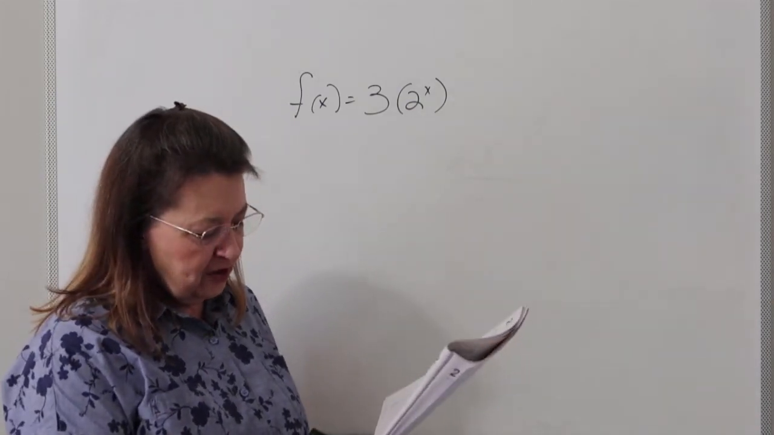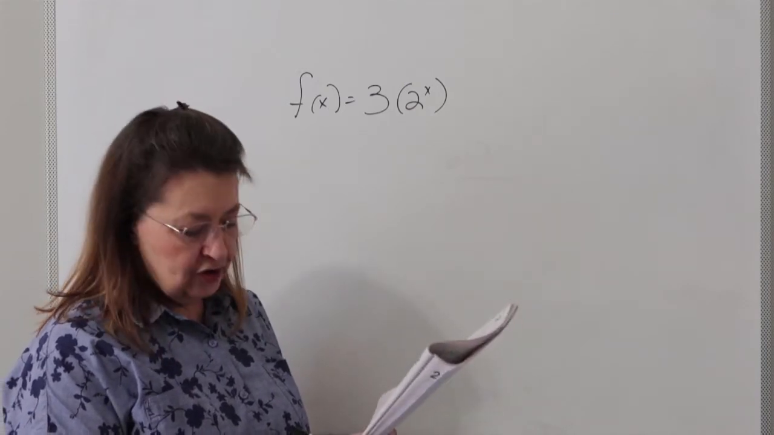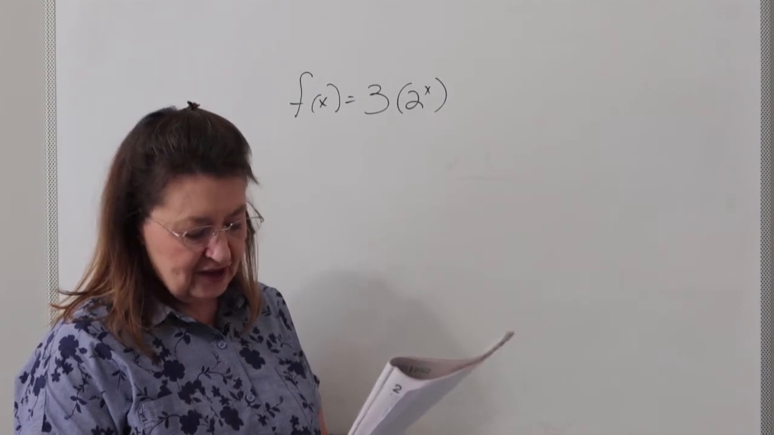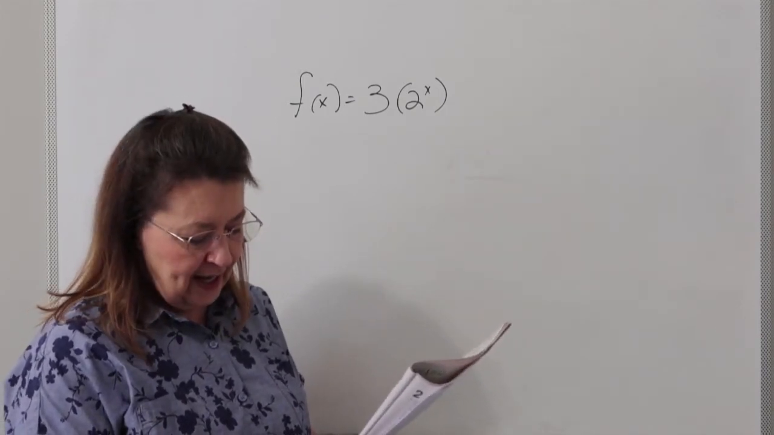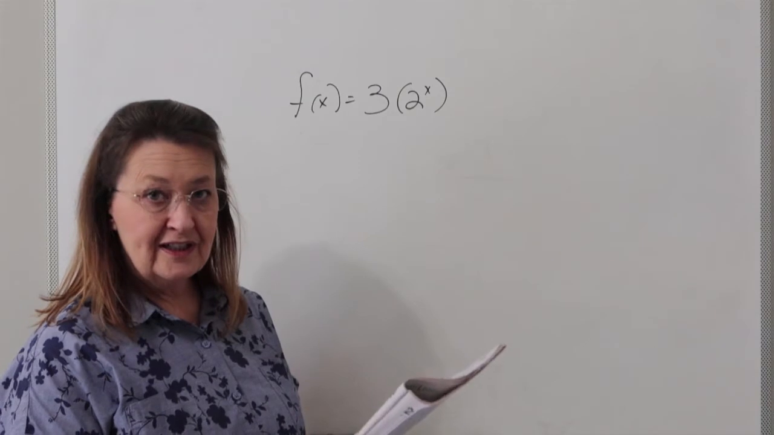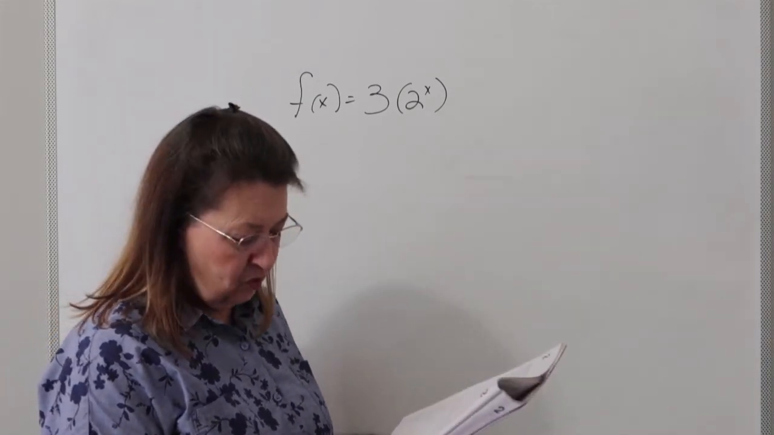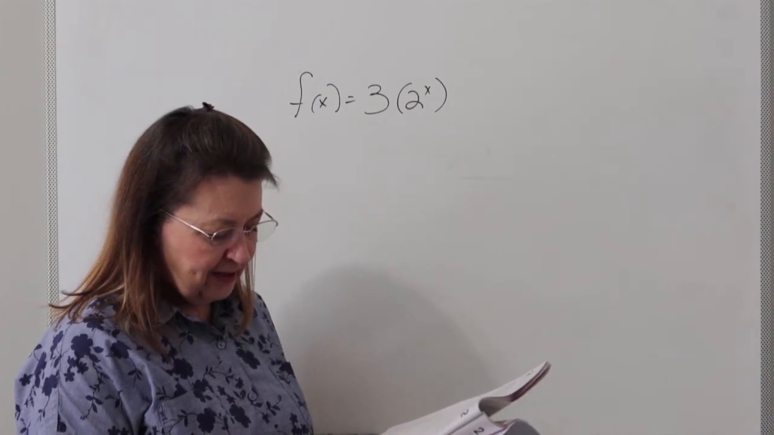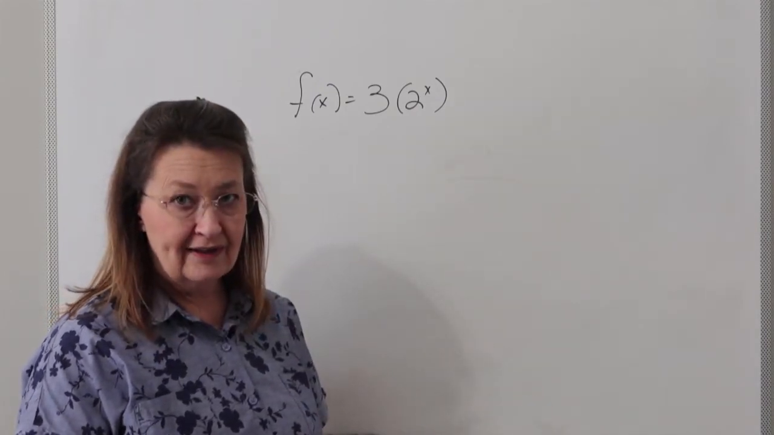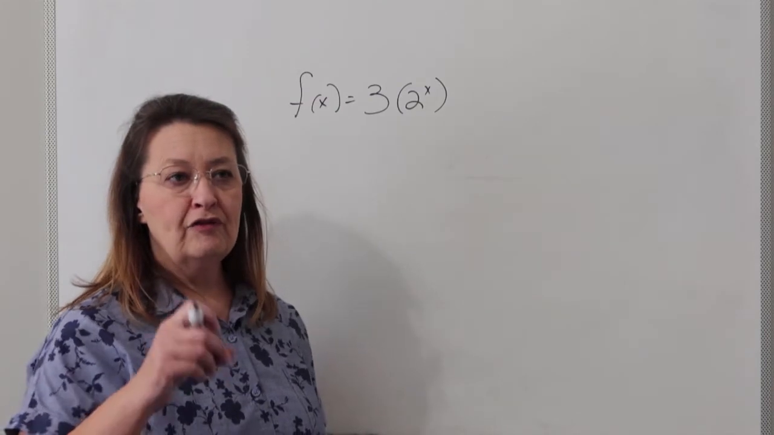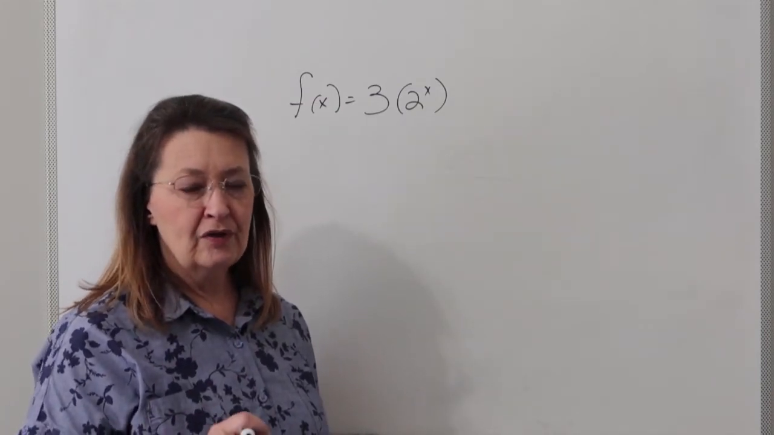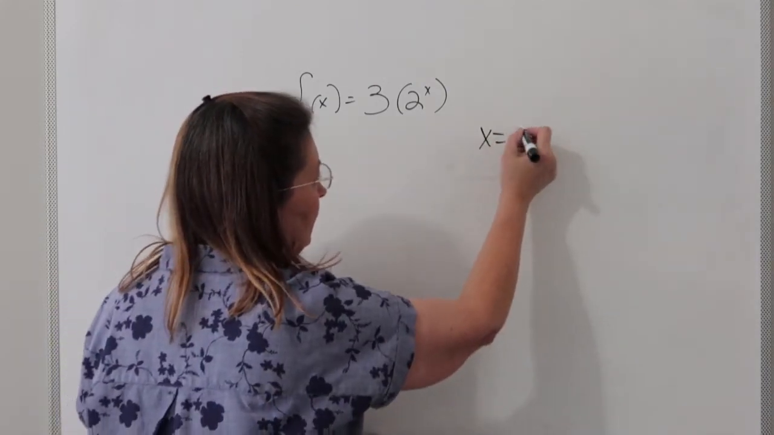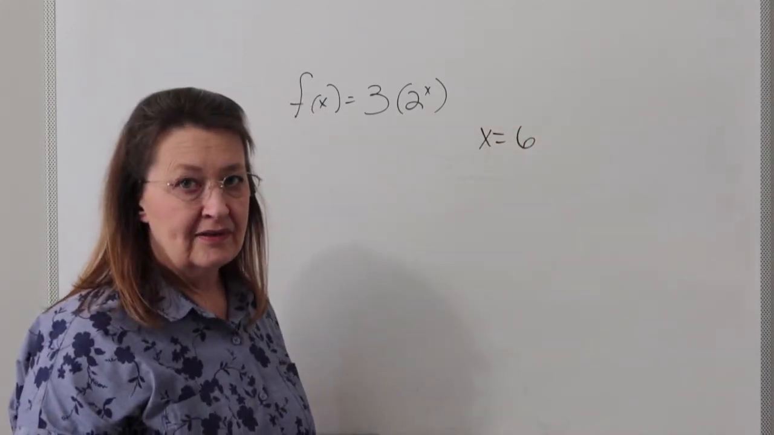Where x represents the number of years at the beginning of year 2000. For example, x equals 0 represents the beginning of the year 2000. X equals 1 represents the beginning of the year 2001, and so forth. According to the model, how many fish were in Skipper's Pond at the beginning of the year 2006? Well, if 2000 was 0 and 2001 was 1, then 2006 must be x equals 6.